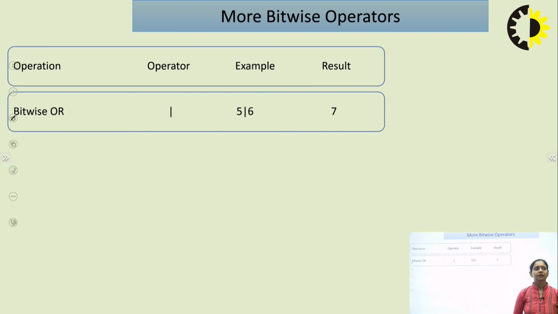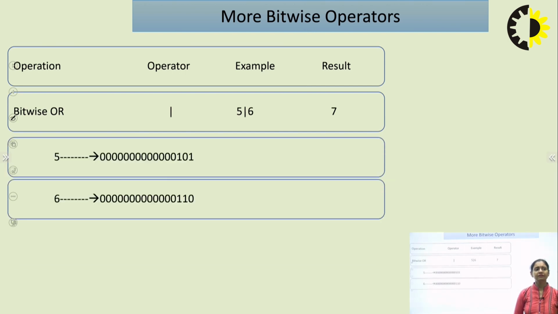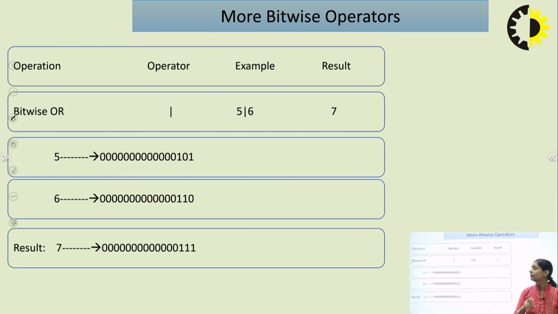The next is bitwise OR. Again, this 5 and 6 are used with the bitwise OR. The bitwise OR says if any one of the values is true, the result would be true. So here again the 1 represents true and 0 represents false. 1 or 0 will return 1. 0 or 1 would return 1. 1 or 1 would return 1. This 111 is the binary representation for the decimal number 7. That is why the result of 5 or 6 is 7.